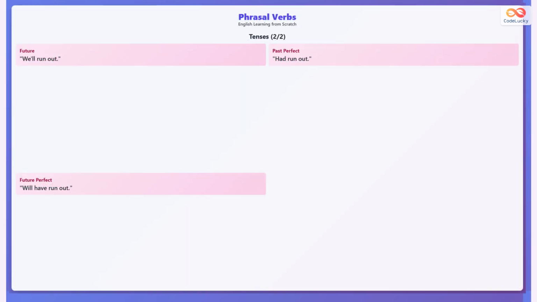More tenses for run out. Future simple is we will run out of water soon. Past perfect is they had run out before we arrived. Future perfect is we will have run out by tomorrow.